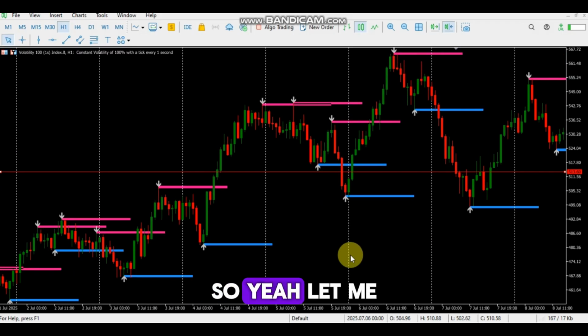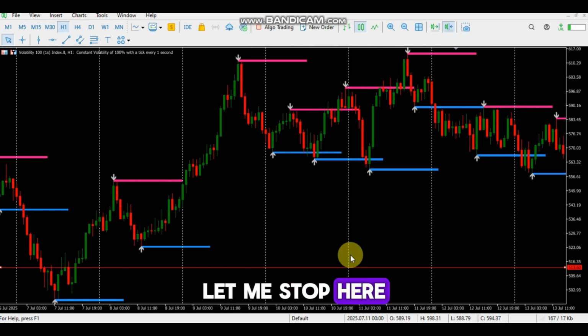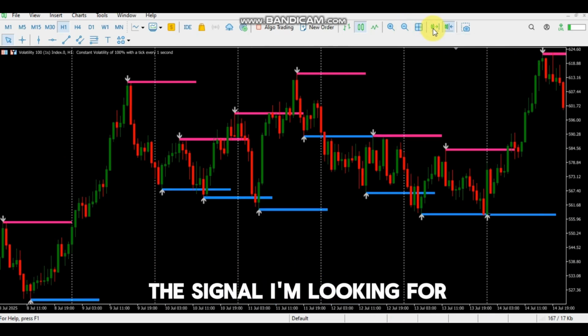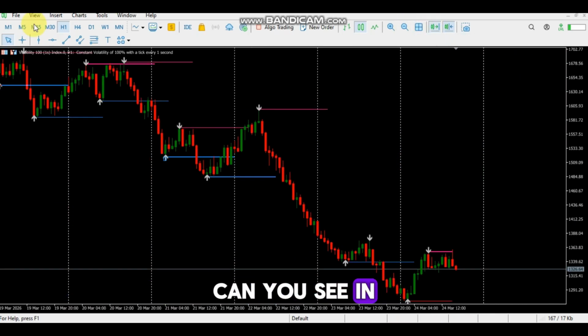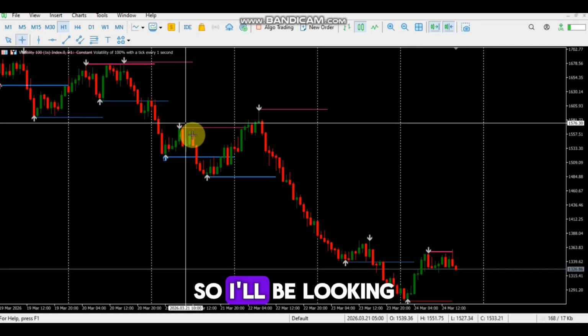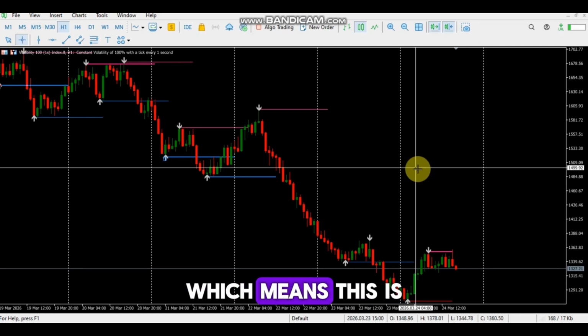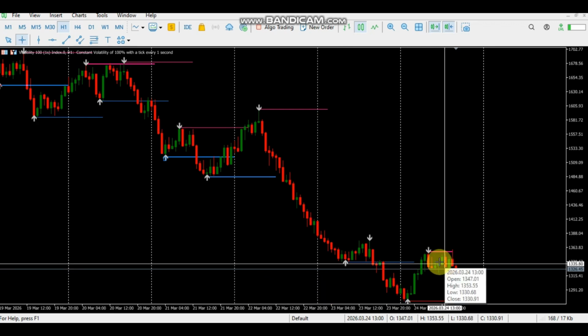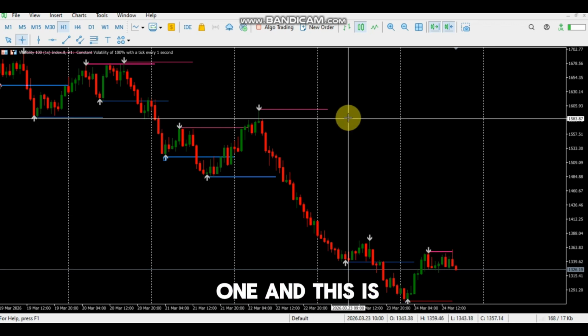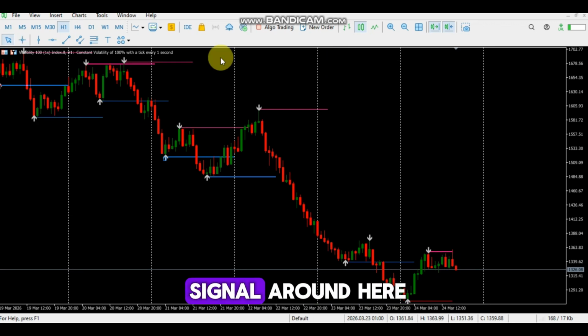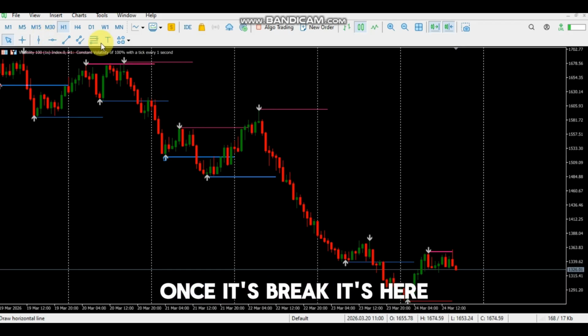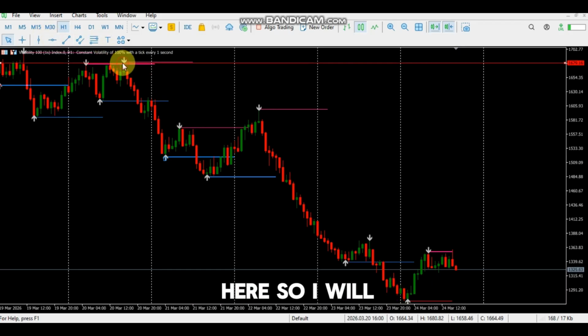So yeah, let me stop here and move to the signal I'm looking for. Can you see in this kind of situation now? I'm looking for a buy signal now, which means this is the first one, and this is the second one. I'm looking for a buy signal around here. Once it breaks here, I will look for my signal.